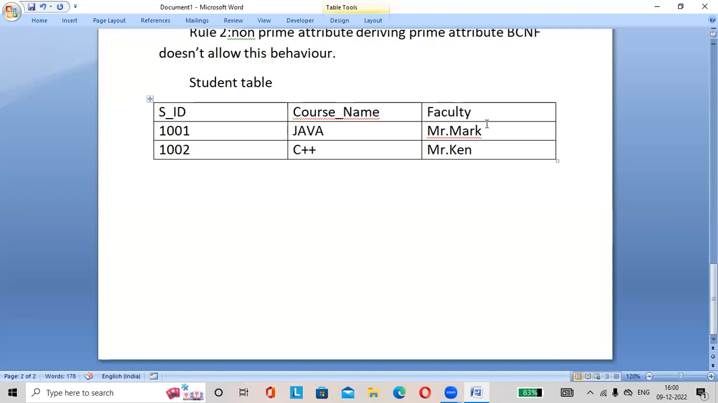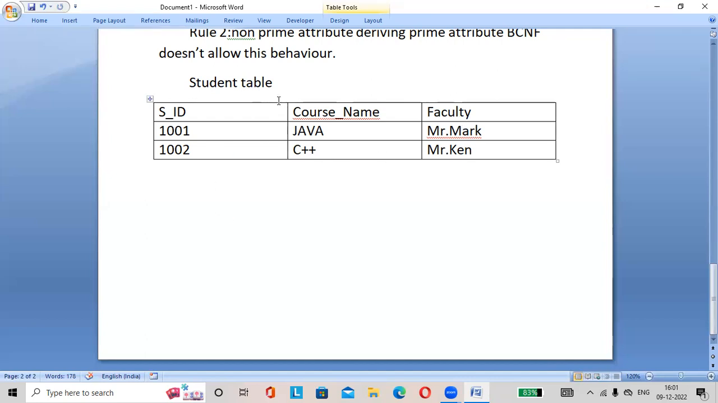Here the table is in first normal form. Yes or no? Yes, ma'am, the table is in first normal form. What are the rules of first normal form? The values should be atomic. Then column names should be unique. So here values are atomic, column names are unique. One more condition is that data saved in each column belongs to the same data type.